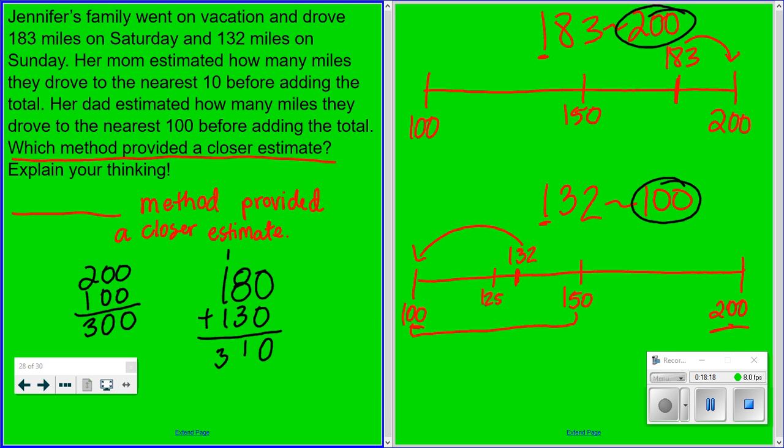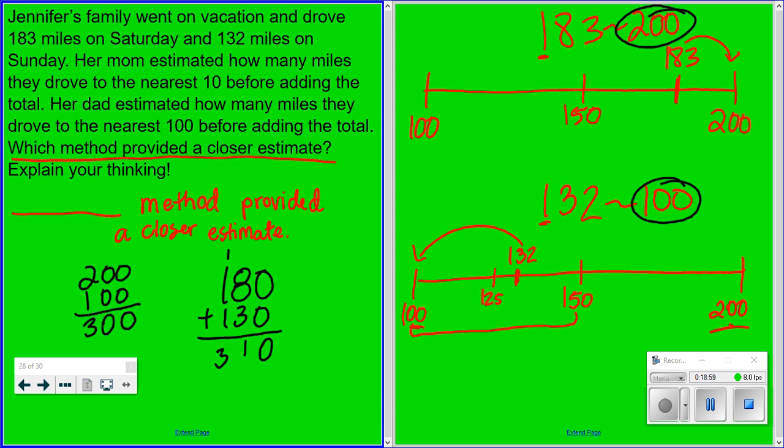So now we need to figure out which one was closer. Which one gave a more specific answer? Brindley, what do you think? Mom's. Why do you think that? Because it's more than 300 and the answer is probably more than 300. Okay, I like it. My answer is probably going to be more than 300.